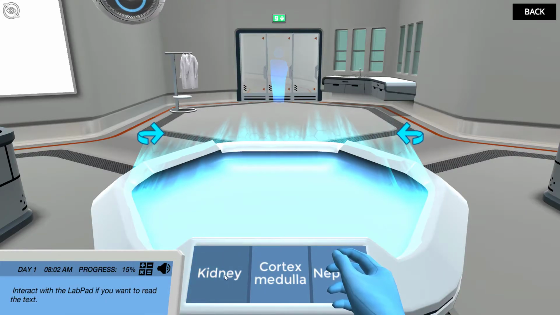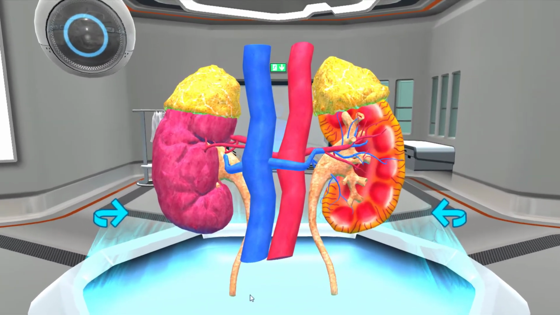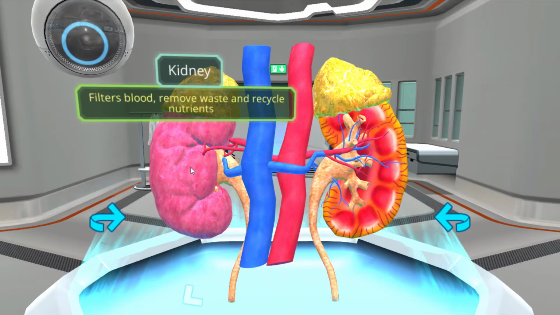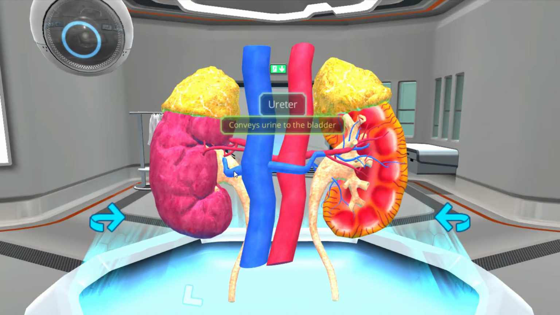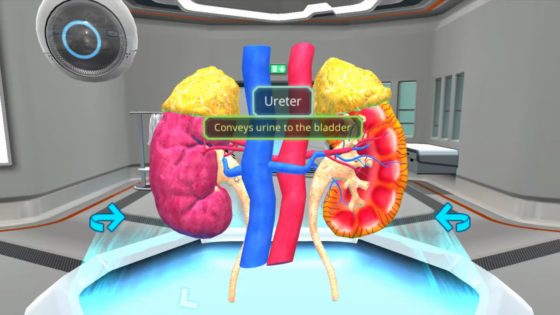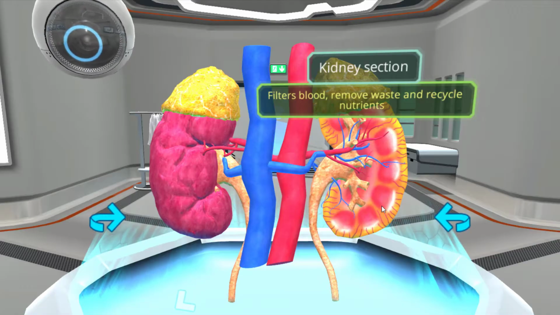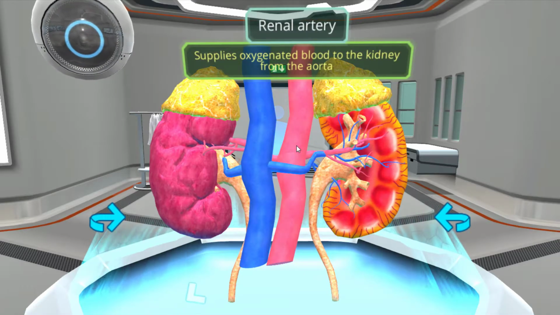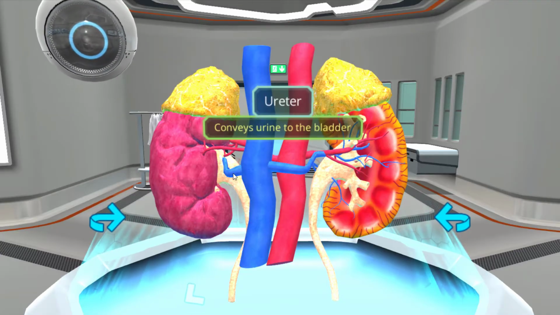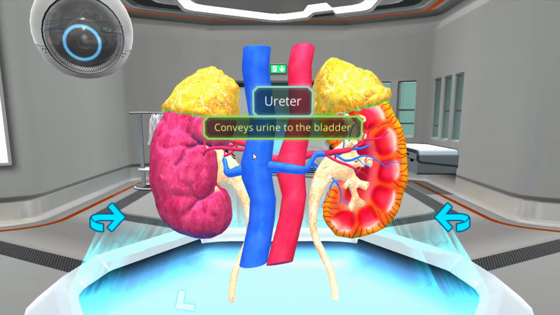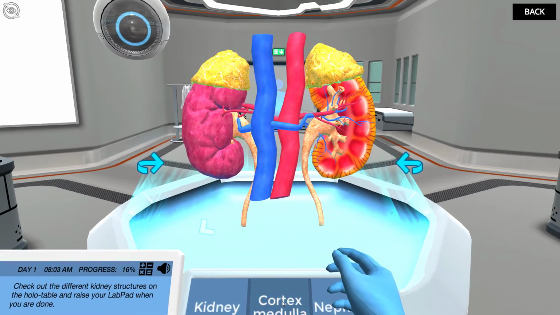You can choose between 3 different scales using the interface in front of you, and hovering over the different structures will tell you their known functions. Check out the different kidney structures on the hollow table and raise your lab pad when you are done. Click on the lab pad for more information.